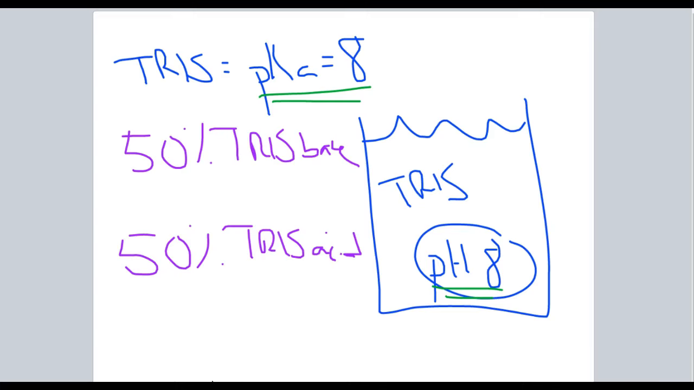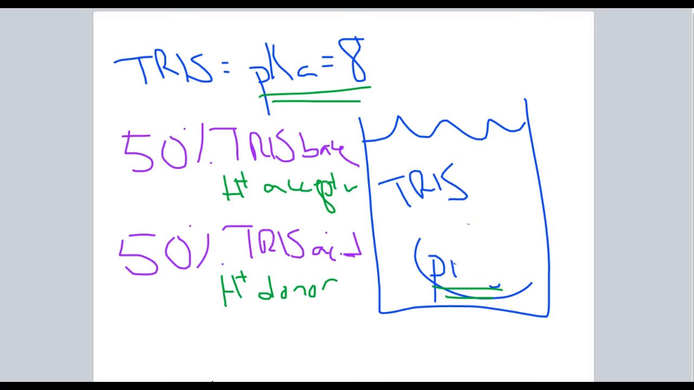Now that base is a proton acceptor, and that acid is a proton donor. So let's imagine we have this solution of Tris at 50% dissociation. The pH is 8, the pKa is 8, Tris is 50% dissociated. Let's add some additional acid to this.